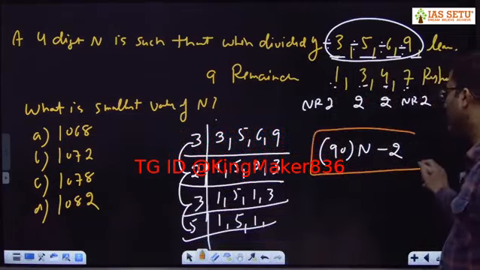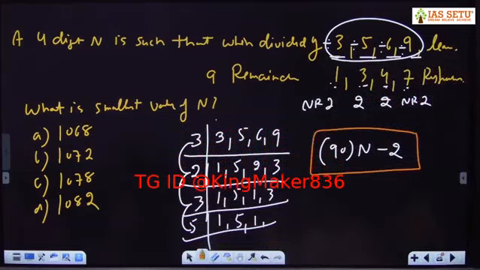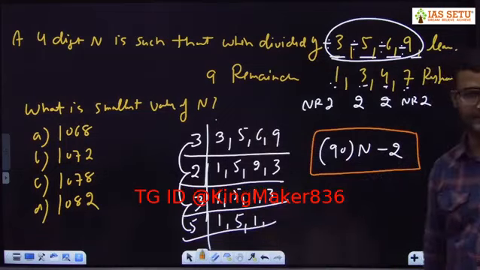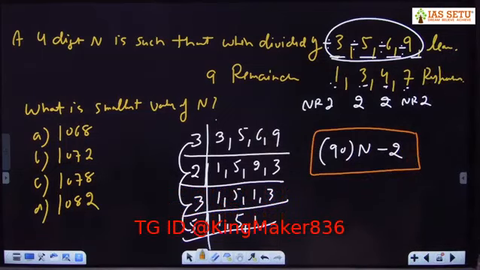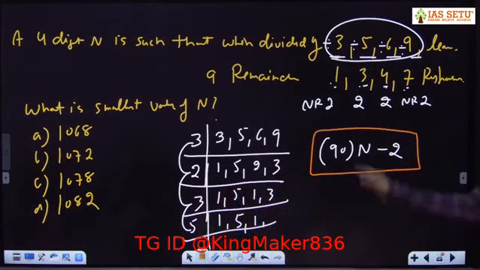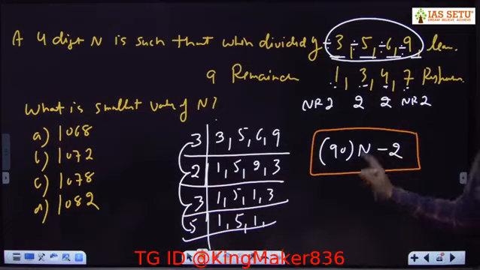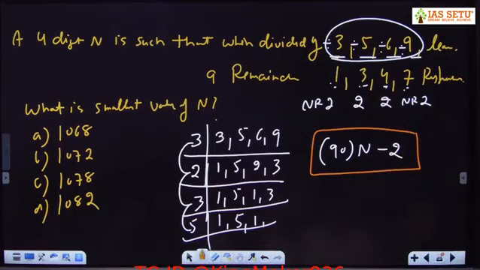Have you understood this concept? Why multiple of 90? LCM. Why multiple of 90 minus 2? Because negative remainder is constant. If your positive remainder is constant, then plus; if your negative remainder is constant, then minus.